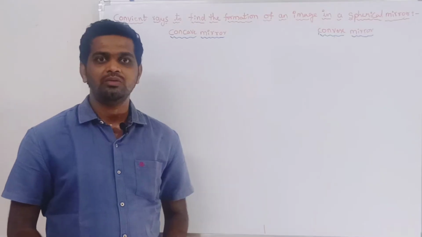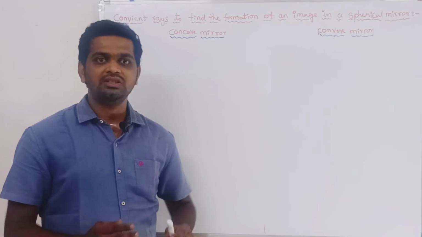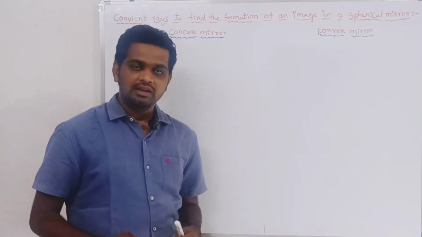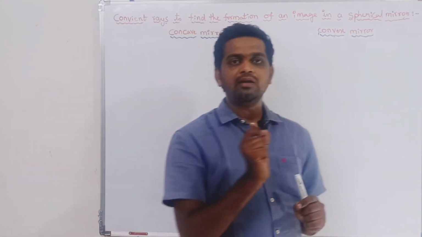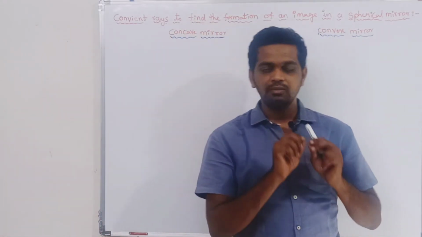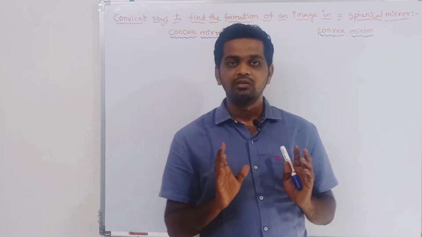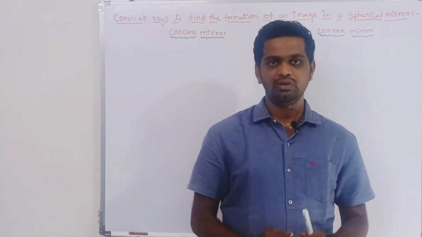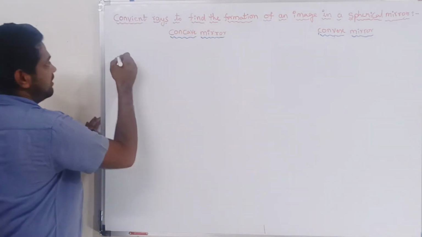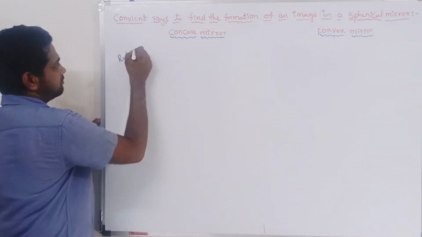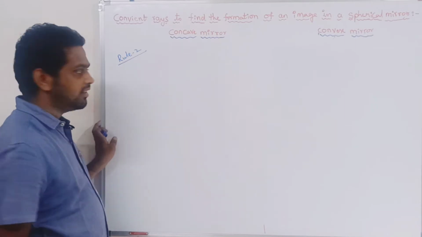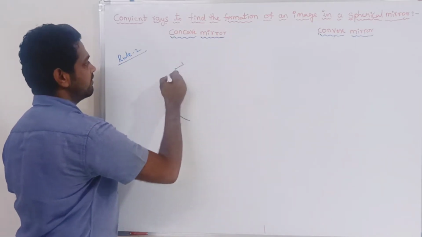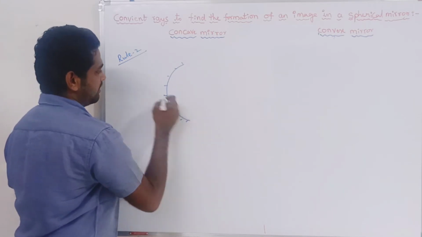Rule 2 is the opposite of rule 1, nothing but the converse of rule 1. What is rule 1? In rule 1, the ray is passing parallel to the principal axis. After reflection, it will pass through the focus. This is rule 1. But here I am going to take the incident ray which is passing through the focus. Clear? So in rule 2, I am going to take the ray which is passing through the focus. This is my concave surface. Clear, children?